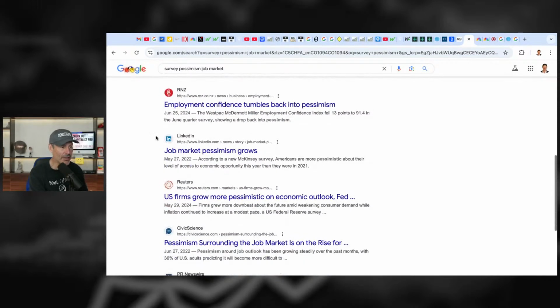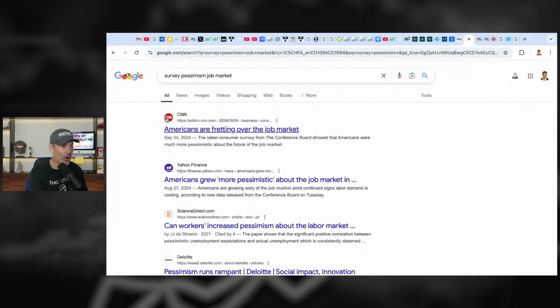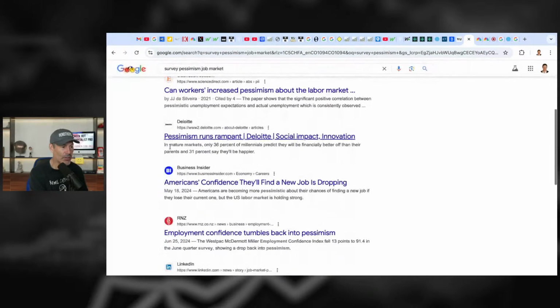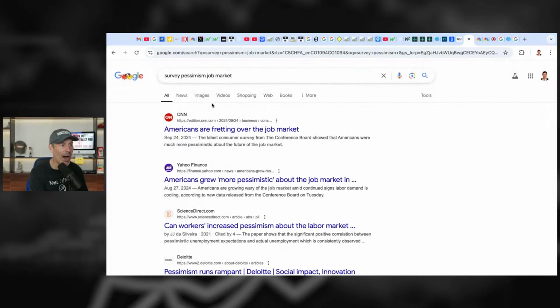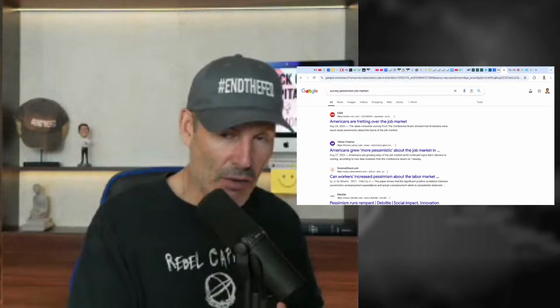Look at this. I'm typing in all, and we're getting search results from 2022. And obviously, I'm trying to uncover what is more recent in the data. Anyway, you guys get my point here. So job market pessimism, the pessimism is going up and up and up. So the average American's view of the job market, down, down, down.